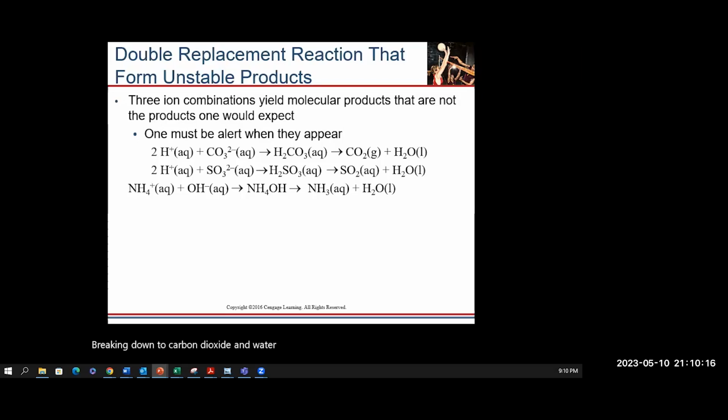That's the same thing with if we have the hydronium ion and sulfite, we're going to get the formation of sulfurous acid. And then that's going to break down to SO2 and water. And then that's the same thing that happens with ammonium and hydroxide. It's going to form ammonium hydroxide. And then that's just going to break down to ammonia and water.